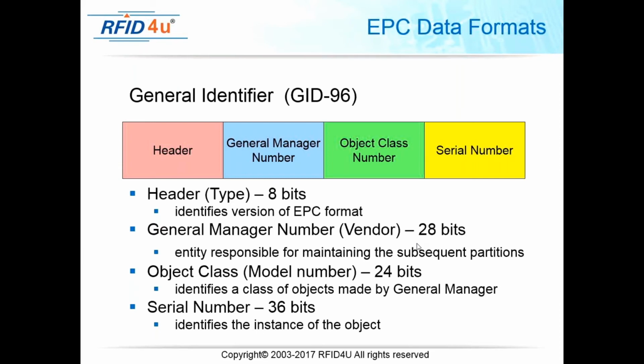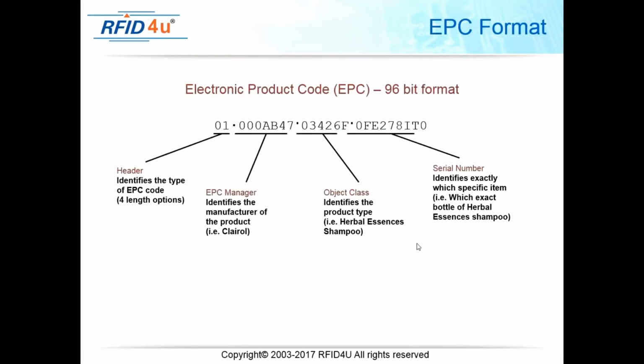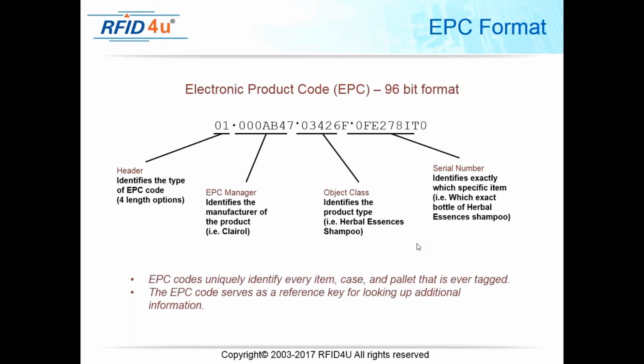If you're using the GID identifier, which is one of the formats that you could use, there are many different ones, but you have a header, you have the company name, you have the product EPC code or SKU, stock keeping unit, or inventory item number, and then you have the serial number. So all of this will go through in much more detail. It shows an example of what it looks like for the GID, the 96-bit. So we can identify every item, case, pallet, etc.